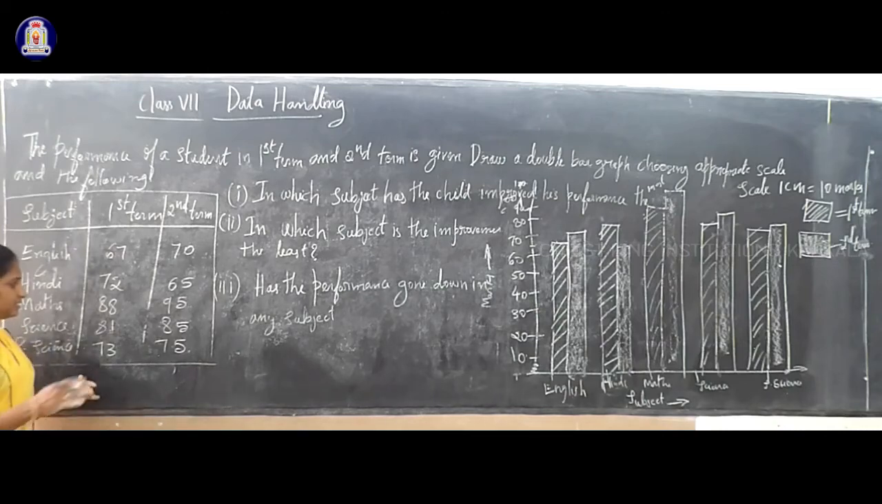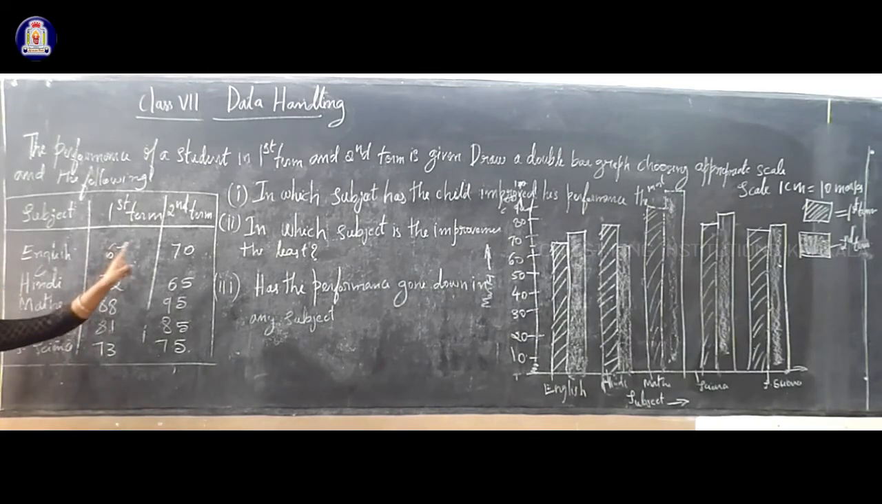Improved but least means say 67 to 70 in English, and in Hindi 72 to 65. This is decreased. Next, 88 to 95. This is increased. 81 to 85 in science, and social science say 73 to 75. Only 2 marks increased in second term.